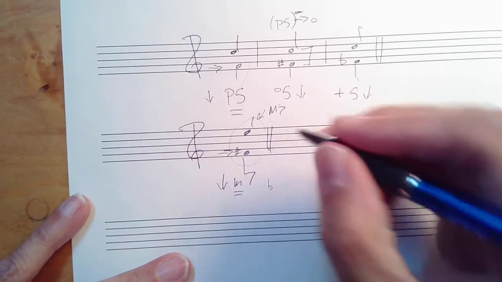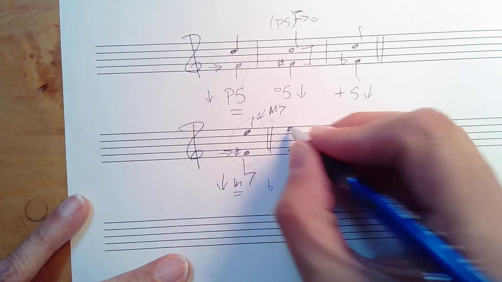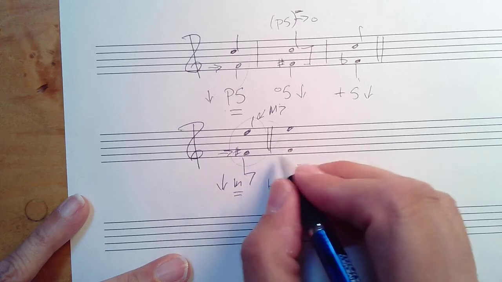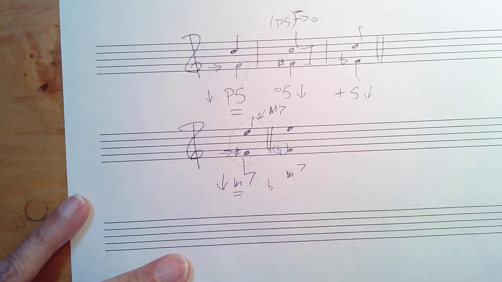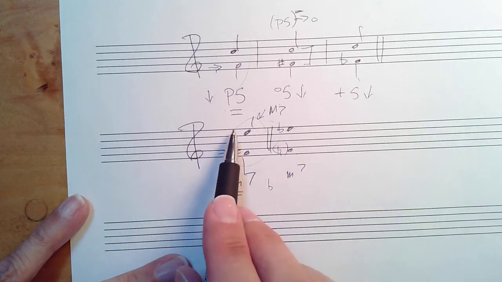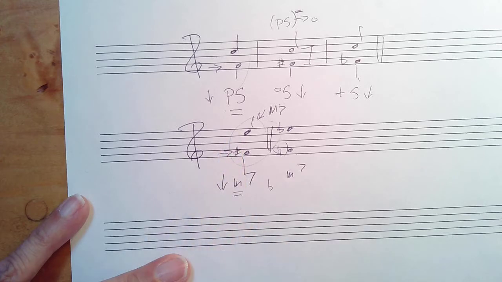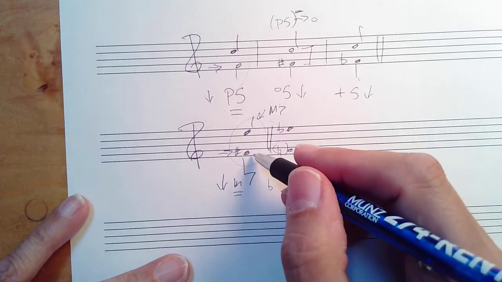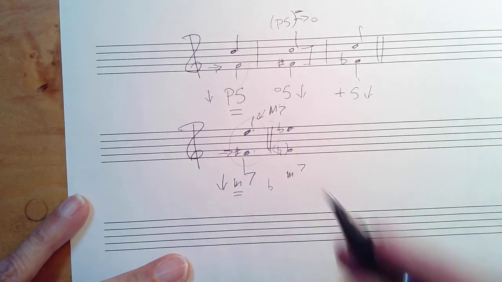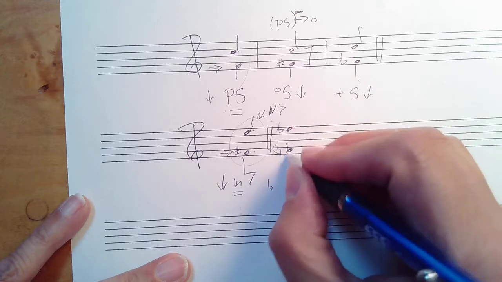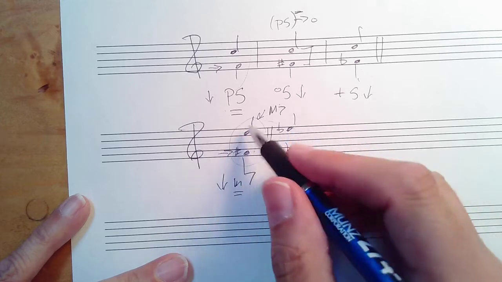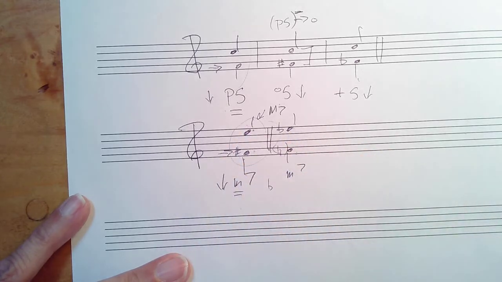Just quickly, if we wanted a minor 7th up from F, our answer would be E flat because we would lower the top note. In this one, we were given E, and we can't change the top note because that's what we were given. We have to change the bottom note. This one makes the interval smaller by lowering the top note. This one makes the interval smaller by raising the bottom note.